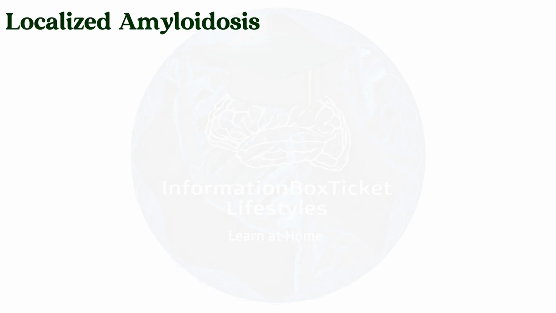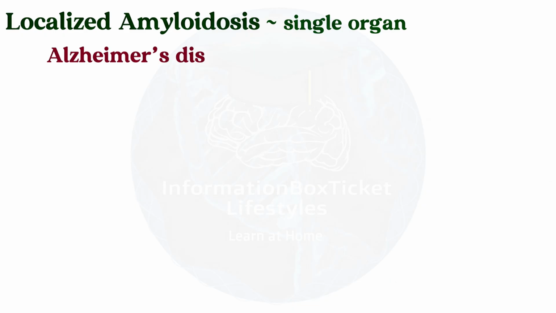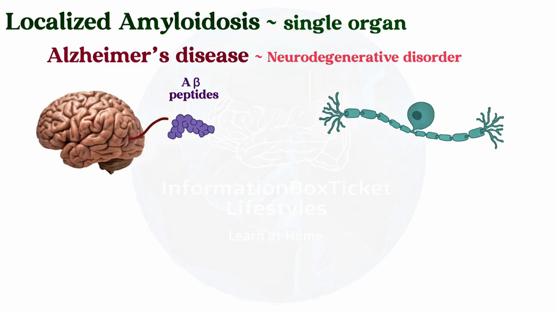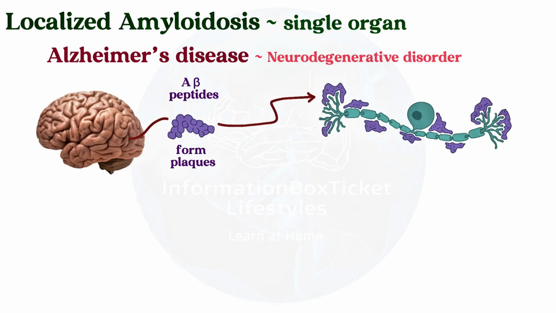In localized amyloidosis, amyloid accumulates within a single organ. A well-known example of this is Alzheimer's disease. Alzheimer's is a neurodegenerative disorder that occurs when proteins known as A-beta peptides accumulate in one organ, the brain. These A-beta peptides aggregate and form plaques that lie outside neurons and disrupt neuron-to-neuron communication.